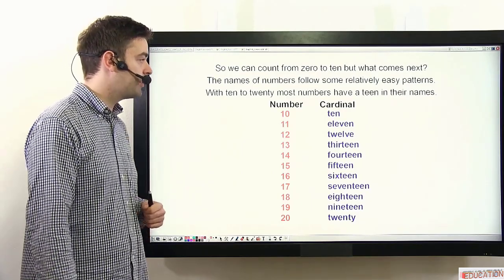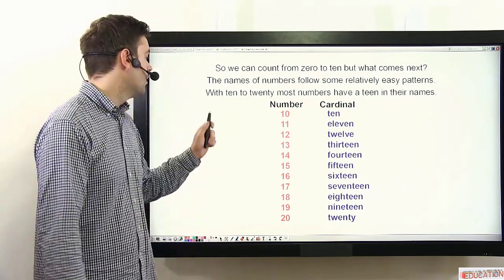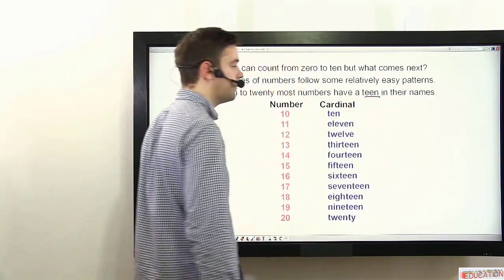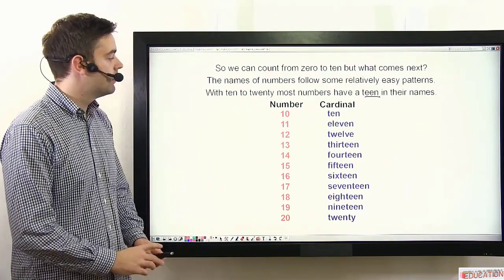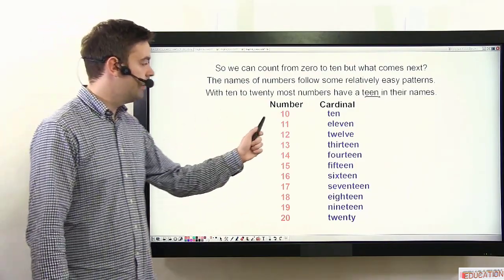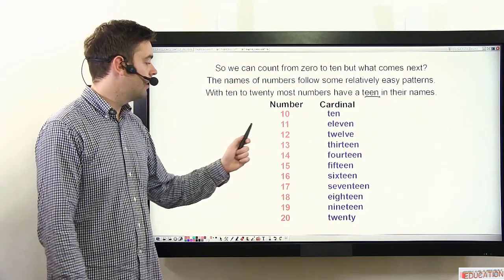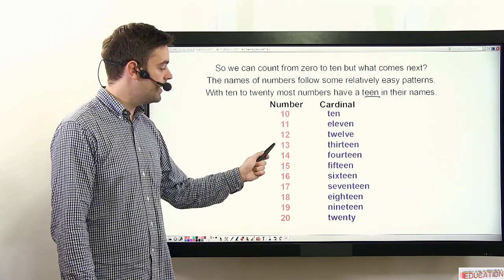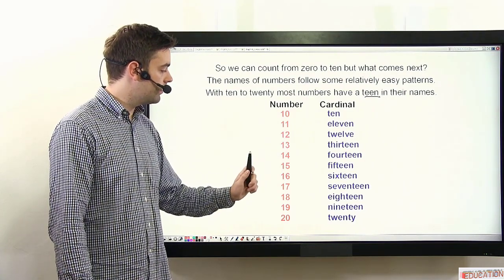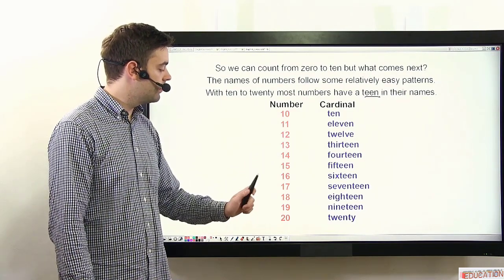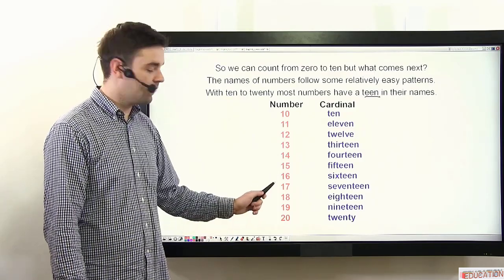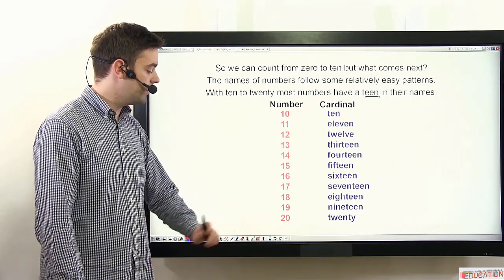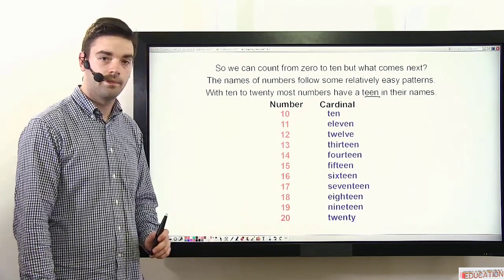The names of the numbers follow some relatively easy patterns. With 10 to 20, most numbers have a teen in their names. Teen. So, let's count. 10, 11, 12, 13, 14, 15, 16, 17, 18, 19, 20.